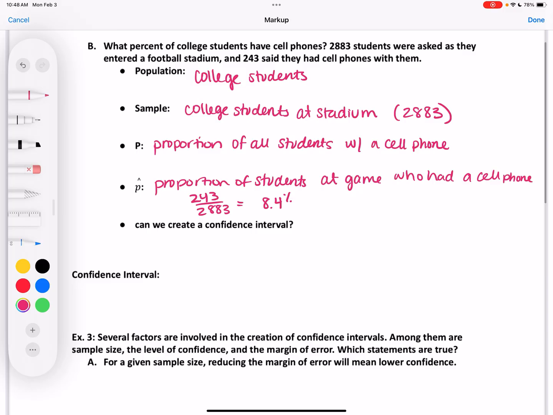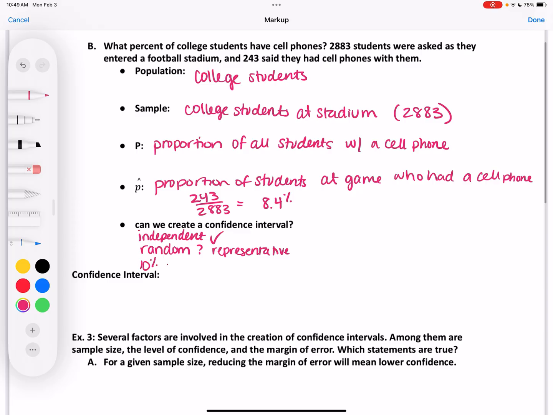So then can we create a confidence interval? We need to look at our conditions. So are these things independent? Yes. What about random? Yeah, sort of. I mean, they're asking all the students, it sounds like, that came to the game. So I would say it's probably a representative sample of all students at least. So random, we don't know, but representative sample. What about the 10% condition? Is this less than 10% of all students with the phone?